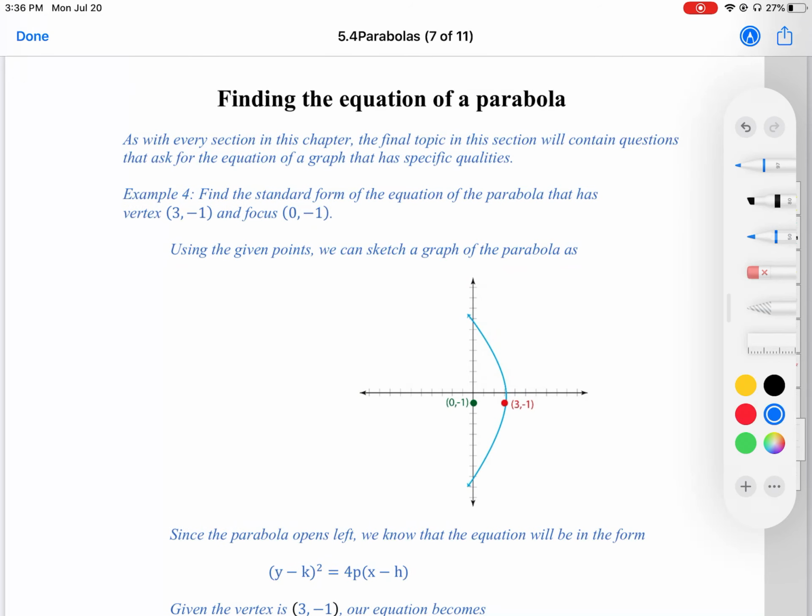Lastly, finding the equation of a parabola. As with every section in this chapter, the final topic in the section will contain questions that ask for the equation of a graph that has specific qualities. Example 4. Find the standard form of the equation of a parabola that has the vertex 3, -1 and a focus of 0, 1. Alright, so this tells a lot because I know from the vertex to the focus, that's distance p. So that's telling you what p is.